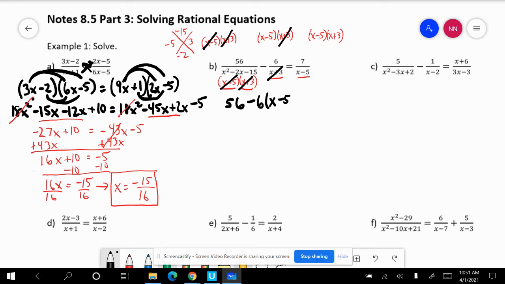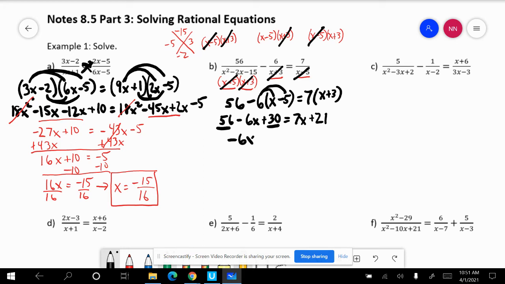For the second one, the x plus 3s cancel, so I'm going to multiply the negative 6 by x minus 5. And then for my last term, the x minus 5s cancel, so I'm going to multiply the 7 by the x plus 3. I distribute the negative 6 to each of the terms. I'm going to combine the like terms. So I have negative 6x plus 86 is equal to 7x plus 21.